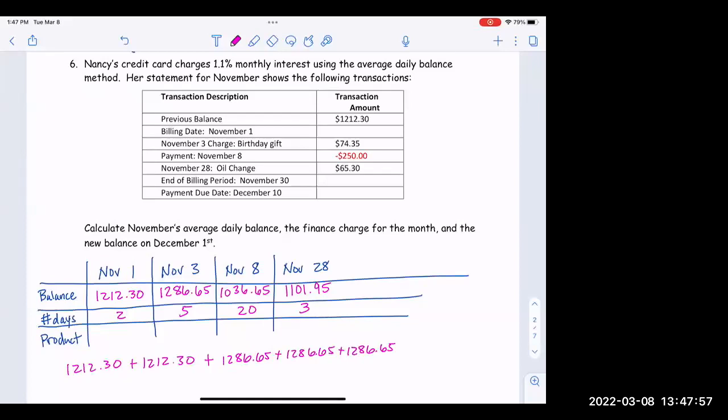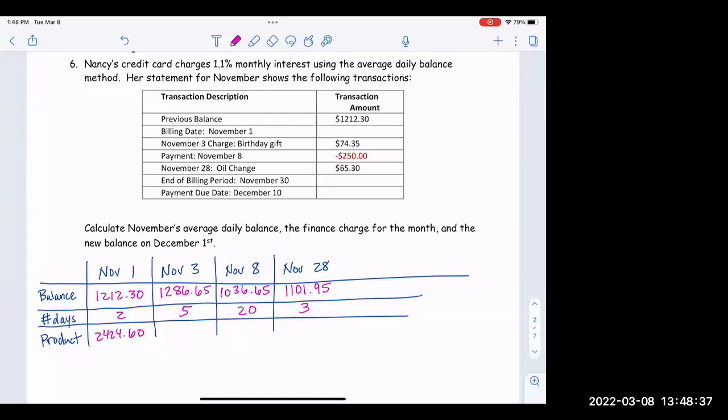The faster way is to say, instead of adding this for November 1st and November 2nd, we're just multiplying by 2 because it stayed at that for 2 days. That's why I'm going to find the product here. I'm going to multiply those two numbers together, and in this case, I'm getting $2,424.60. Same thing with this: instead of adding $1,286.65 five times, I'll just do 5 times that number. I'm essentially adding this up by finding the products first.